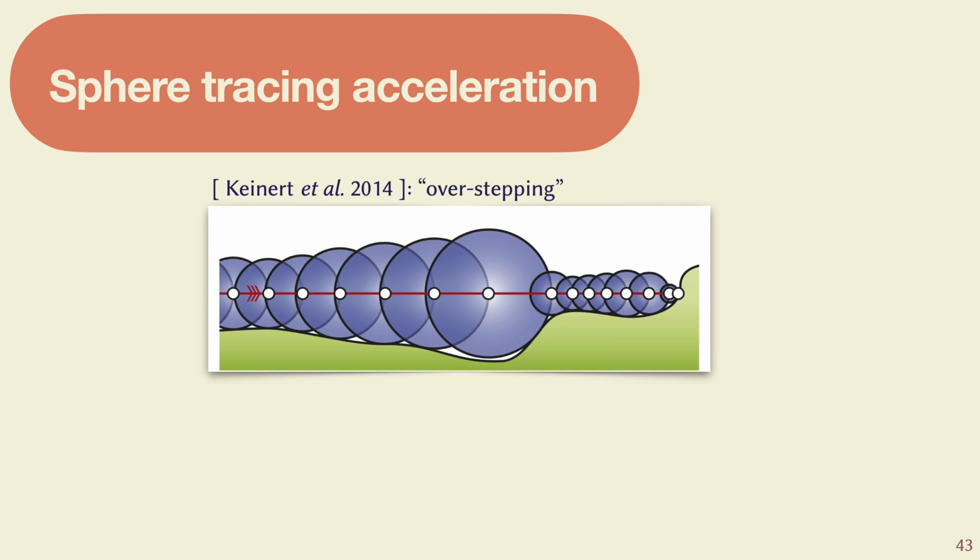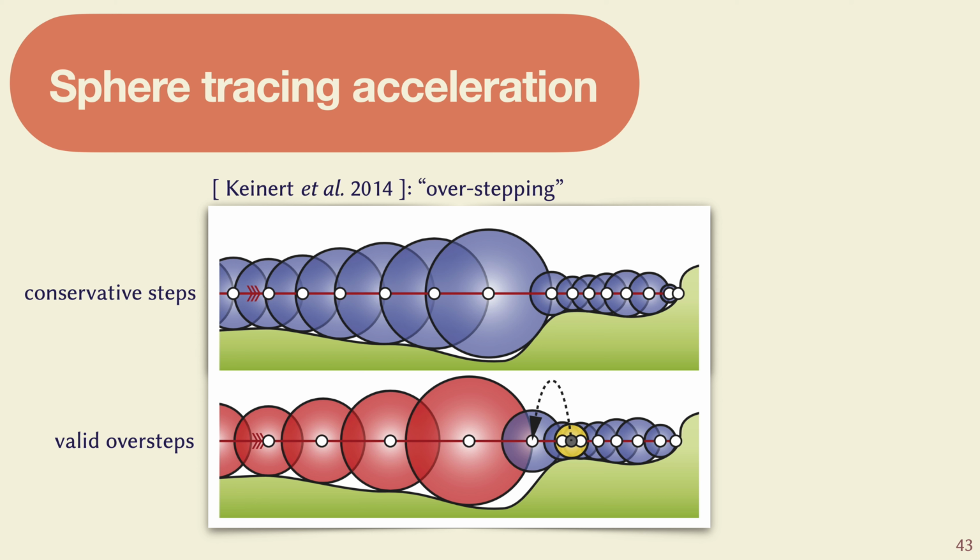And because our algorithm shares its basic structure with sphere tracing, we can also borrow acceleration techniques. For example, Keenan et al. observed that the basic steps taken by sphere tracing are unnecessarily conservative. We know that our ray cannot intersect the target surface as long as it remains covered by our empty spheres. So rather than taking the conservative steps that sphere tracing takes, only stepping to the boundary of each sphere, we can actually take bigger steps, so long as our empty spheres still cover our ray.